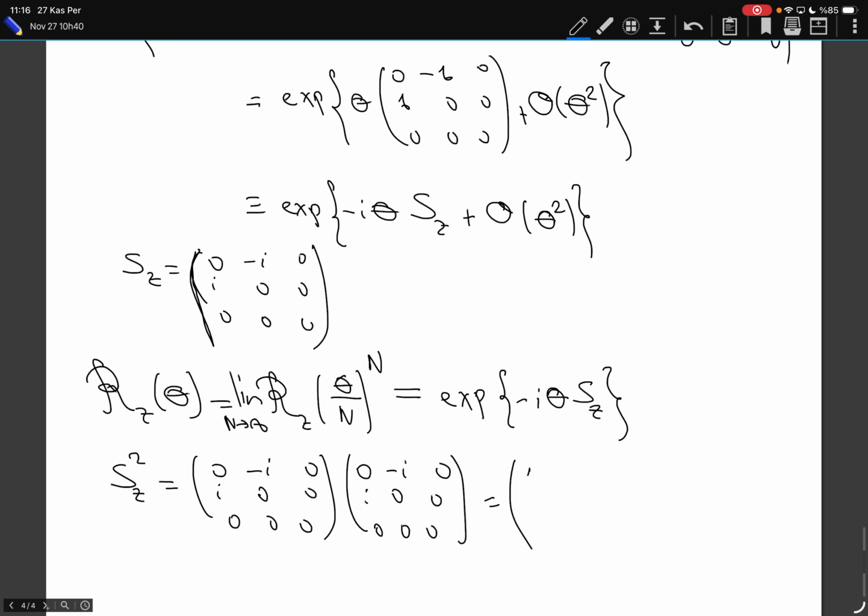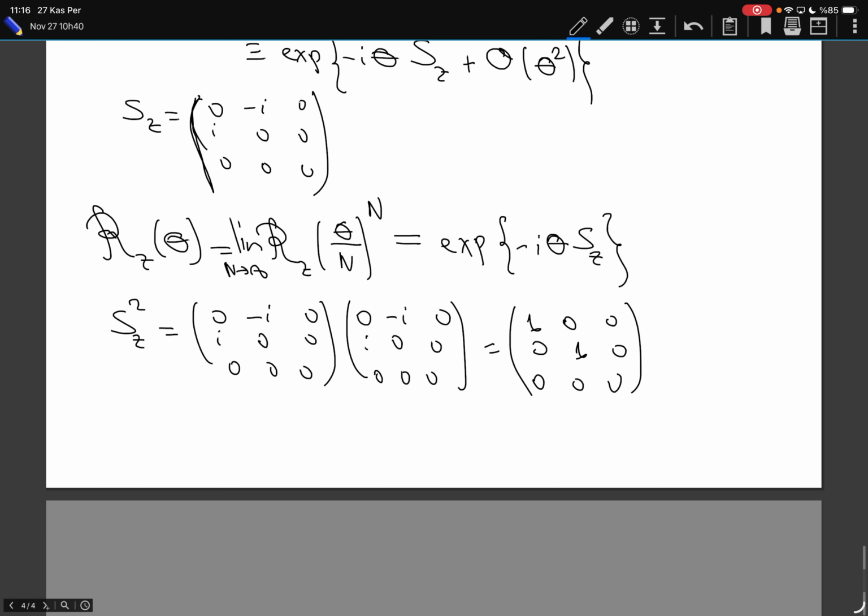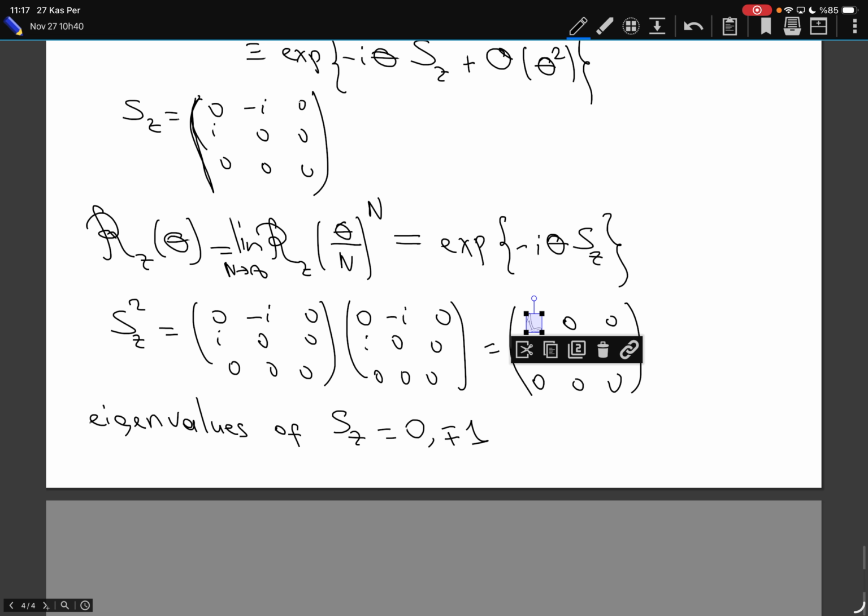This is equal to 1, 0, 0. Zero, 1, 0, 0, 0, 0. So this already tells me that the eigenvalues of sz, at least their square, is 1 or 0. So sz can have eigenvalues 0 or plus or minus 1, because their square has to be either 1 or 0.